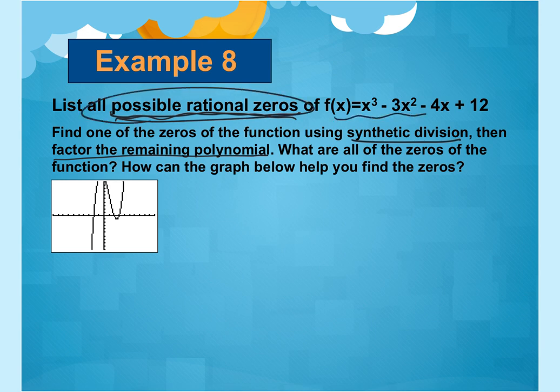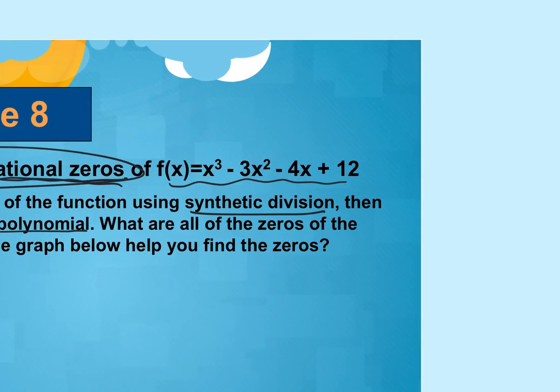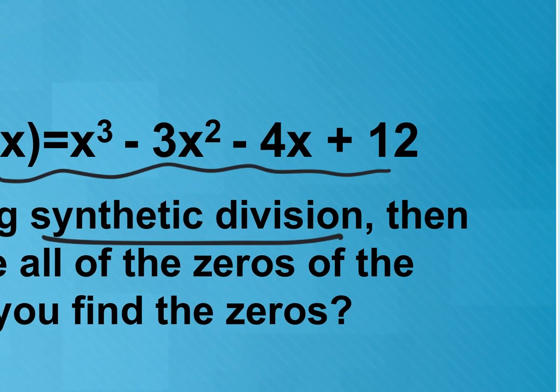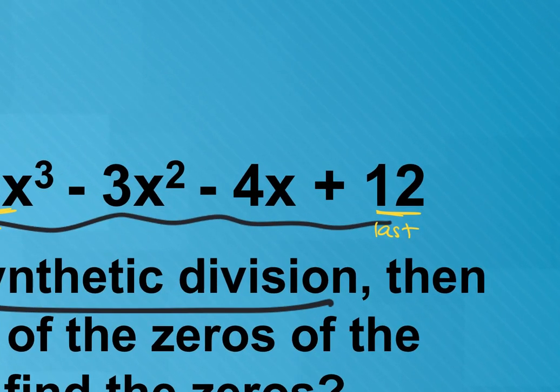I'm checking to make sure this is in order of decreasing degree. It is. So my last term is 12. This is the last, obviously. My first is the coefficient there, which would be 1. What are the factors of 12?